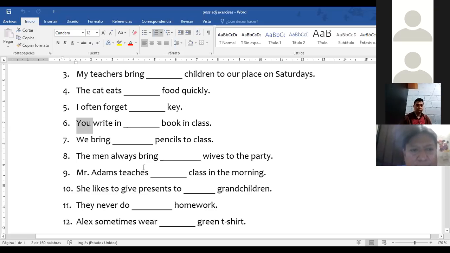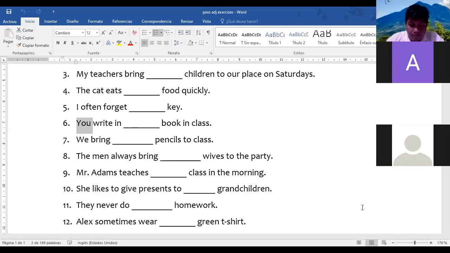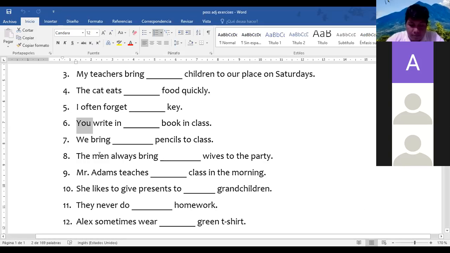Okay, Jonathan, number seven. We bring or bring. Bring. What is the correct pronunciation? Bring. Oh, okay. We bring our pencils to class. Excellent. Number 8, Brian. The man always bring his wife to the party. His? The man always bring his wife to the party. Okay, just look at the noun. Men, is it singular or plural? Plural. Okay, excellent. It is plural.